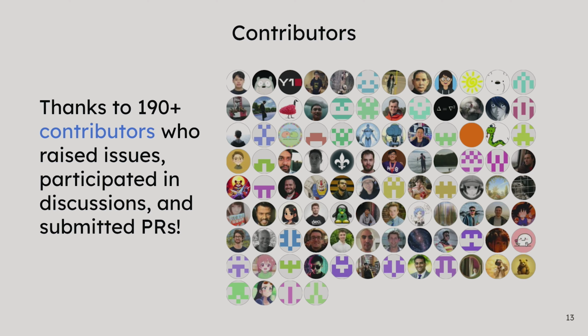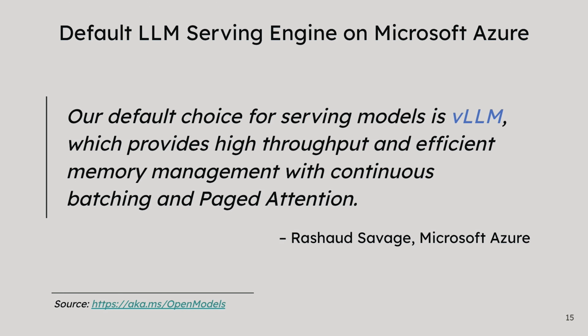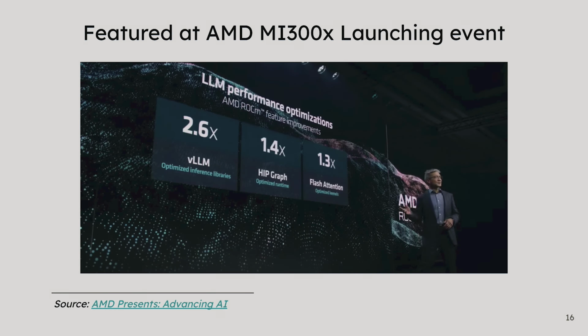vLLM has received contributions from more than 190 contributors from all over the world, and thanks to all of the contributors. Since its release, vLLM has been adopted by many open source projects, including many Sky projects, and also many companies. Most noticeably, vLLM has become the default serving engine of the Microsoft Azure AI model catalog, and has also been featured at the AMD MI300X launch event to show its inference performance.